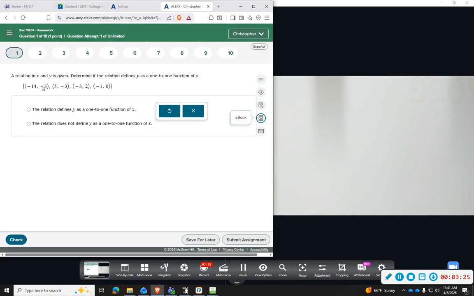Same thing with the y. I have a negative 3, and another negative 3. So this violates the one-to-one, because I have two y values that repeat. It would be a function, since it could be a function if the x doesn't repeat. But for a one-to-one function, the x can't repeat, nor can the y. So the relation does not define y as a one-to-one function of x.